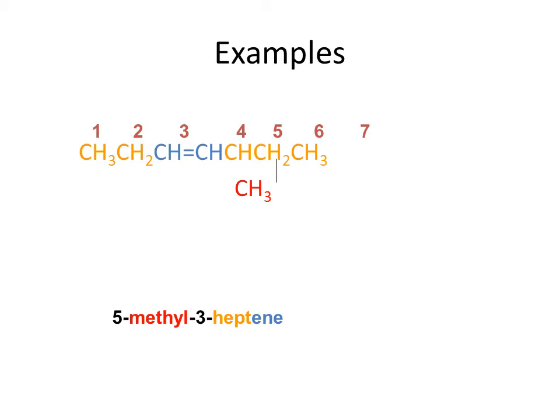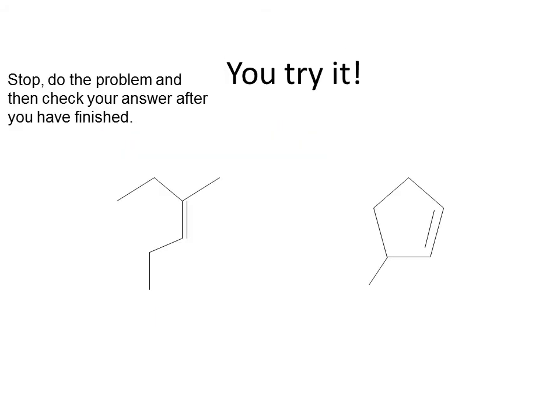The only thing left to do is to notice there is a substituent, the methyl group, and it's on the number 5 carbon. It's 5 because that numbering system is set by the functional group, and so I name it 5-methyl-3-heptene. Now what I'd like you to do is stop and do the same thing for these two structures. Name and number them, put substituents on. Remember, the longest chain with the double bond in it.